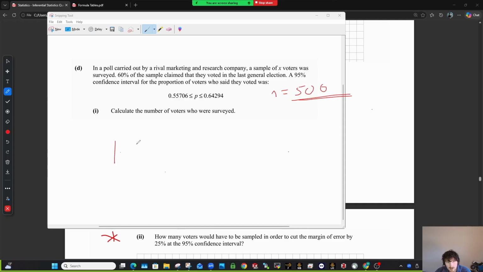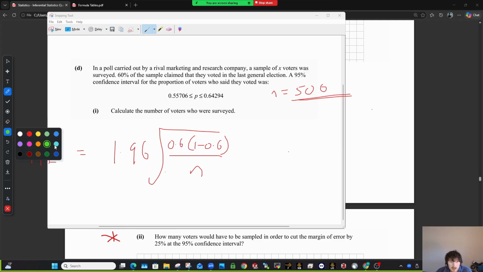So what was our original margin of error? The margin of error is the thing that you go plus and minus, we call it ME. The margin of error is this 1.96 times the square root of p hat, 0.6, times 1 minus 0.6, over n. So we're really looking for an unknown n, if that makes sense. Now, the easiest way to do this is to interpret that if it's 25% less than what it originally was, then we just multiply it by 0.75.